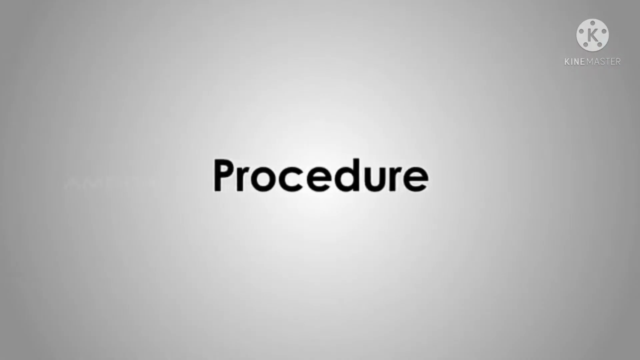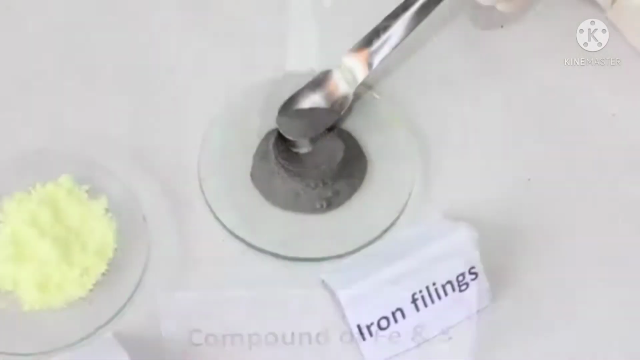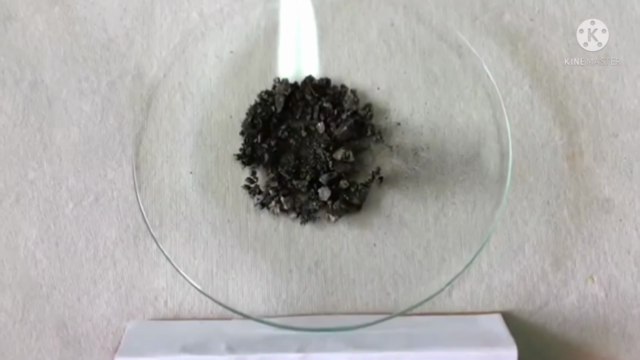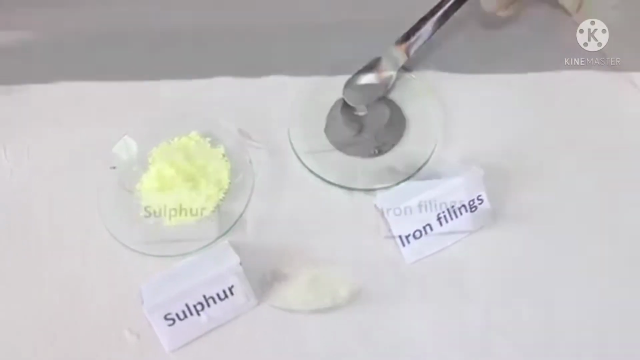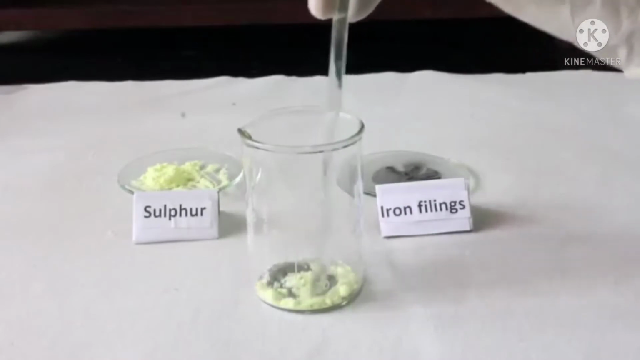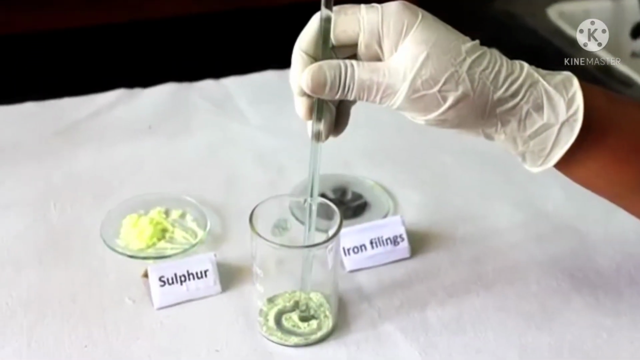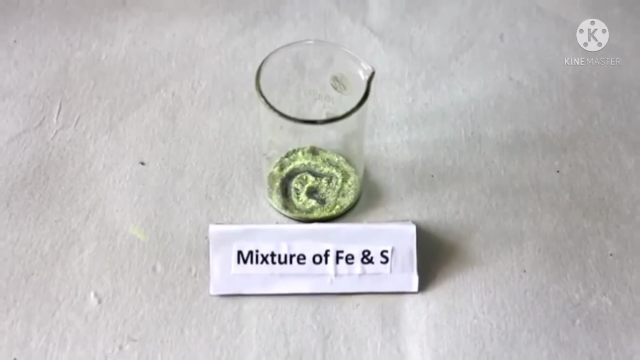Procedure: Here we take ferrous sulfide, which is a compound of iron and sulfur, to do the experiment. Upon strong heating, iron is combined with sulfur to form ferrous sulfide. Now, take a mixture of iron and sulfur in a beaker and mix the contents in it using a glass rod. After mixing, we can see the yellow-colored sulfur powder and iron filings separately.